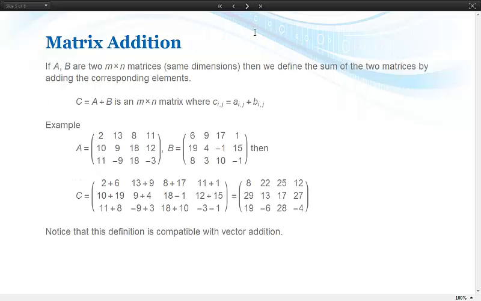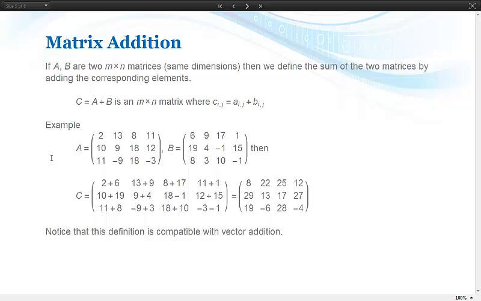So, matrix addition. If A and B are 2 matrices of the same dimension, they must have exactly the same dimensions in order to add them, then we define the sum of the 2 matrices by adding corresponding elements. Notationally, if C is the matrix that results from adding the matrices A and B, where they're both m by n, then the ijth element of the resulting matrix is the sum of aij and bij. That is simply the sum of the corresponding elements, the elements in the same position in the two matrices that we're adding.